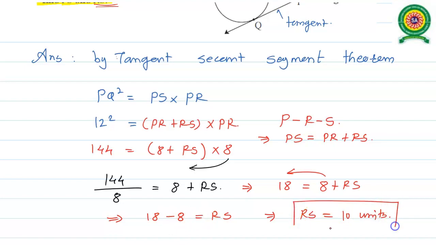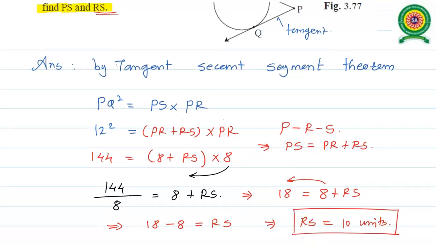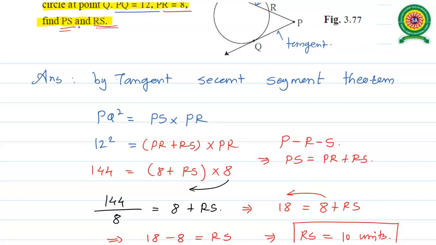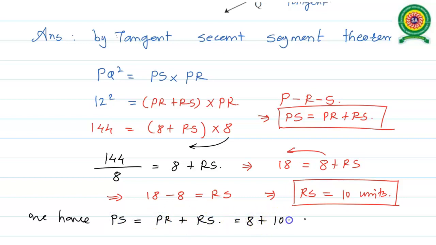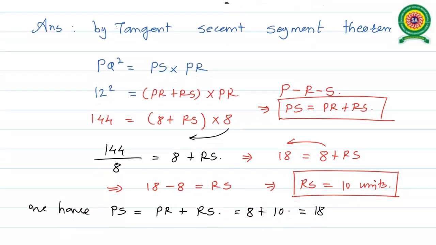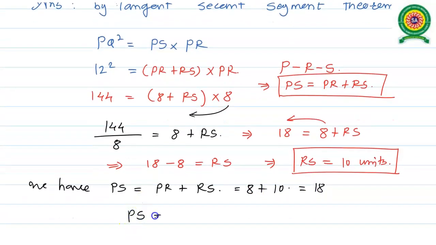Now we have to evaluate the value of PS also. Look at the question carefully. We have PS equals PR plus RS. So I am writing PS equals PR plus RS. Now what is the value of PR? We have 8. The value of RS is 10. 10 plus 8 is 18. So the value of PS is 18 units. Hence we have our first question.